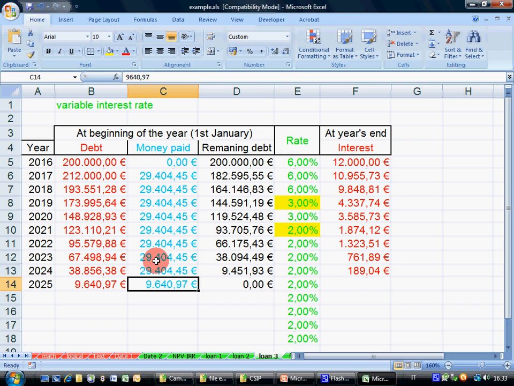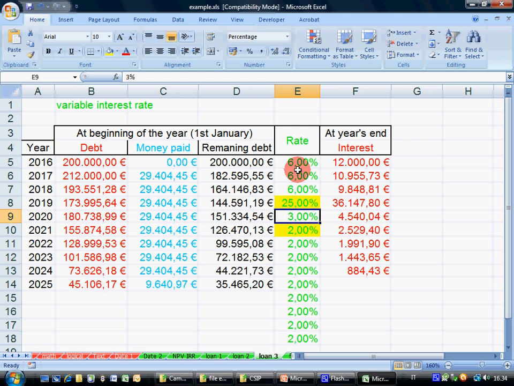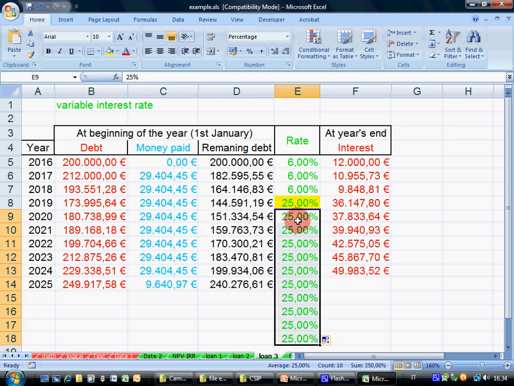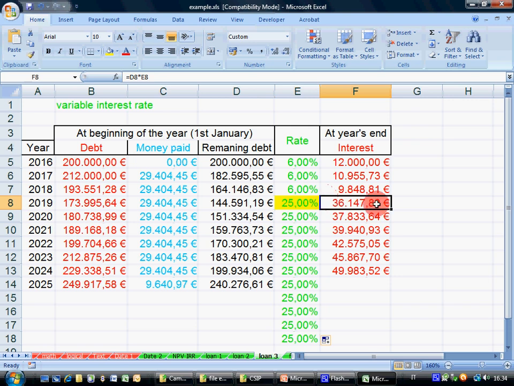There is no problem in the calculation. You simply go on paying the same amount of money, and you just lengthen your debt by what is necessary to pay it back. The only problem which may arise here is a very, very high inflation. For example, 25% of interest rate. In cases like this, you can see the interest that you have to pay every year is much more than what you pay. So it means that your debt, as you can see, doesn't decrease, but will start to go up.